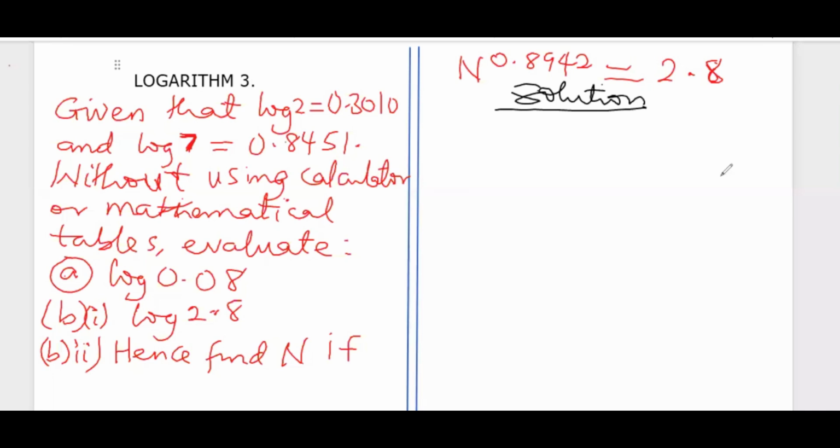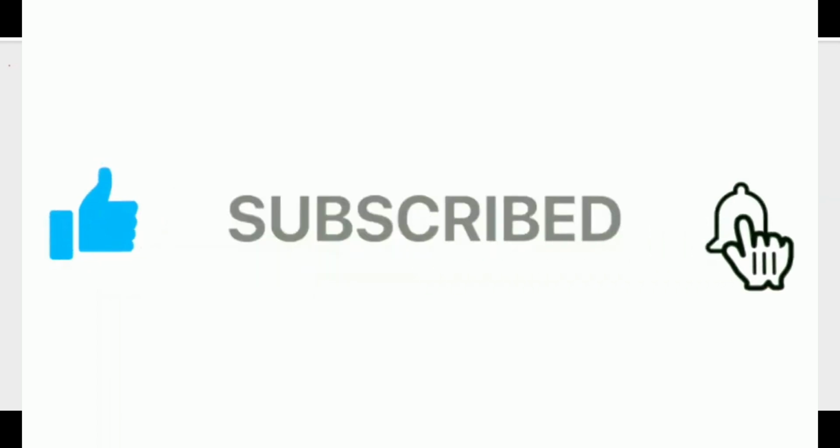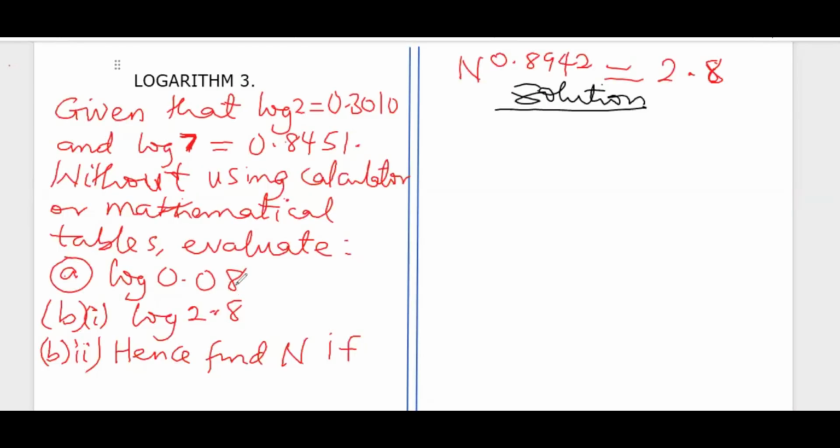is evaluated, especially when you are given the values of basic numbers like prime numbers: log 2, log 3, log 5, log 7, and the likes. And they ask you to evaluate the logarithm of a number that you can break down into these smaller units. For example, we want to evaluate log of 0.08, which is the same thing as log of 8 over 100 when you convert 0.08 to a fraction.